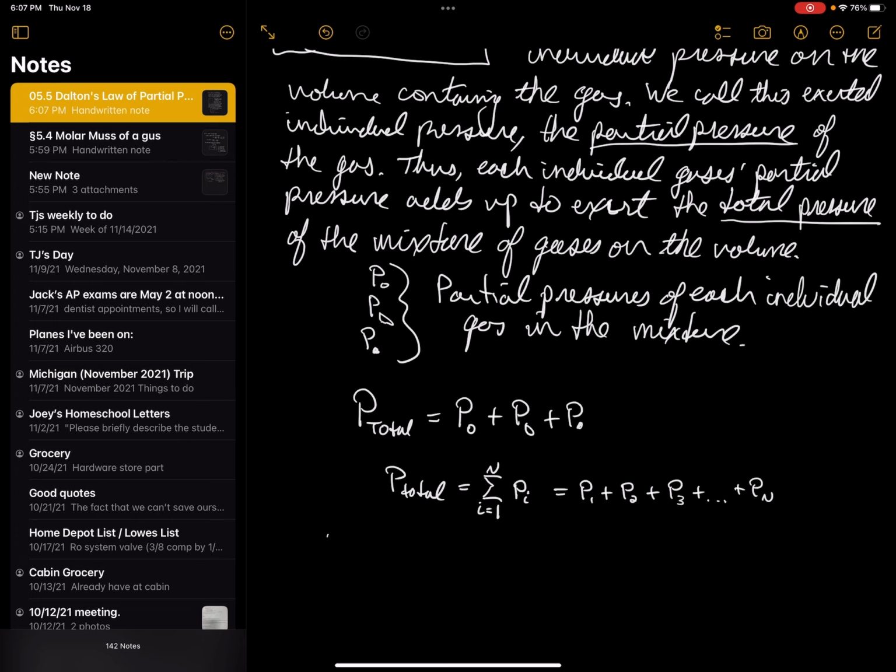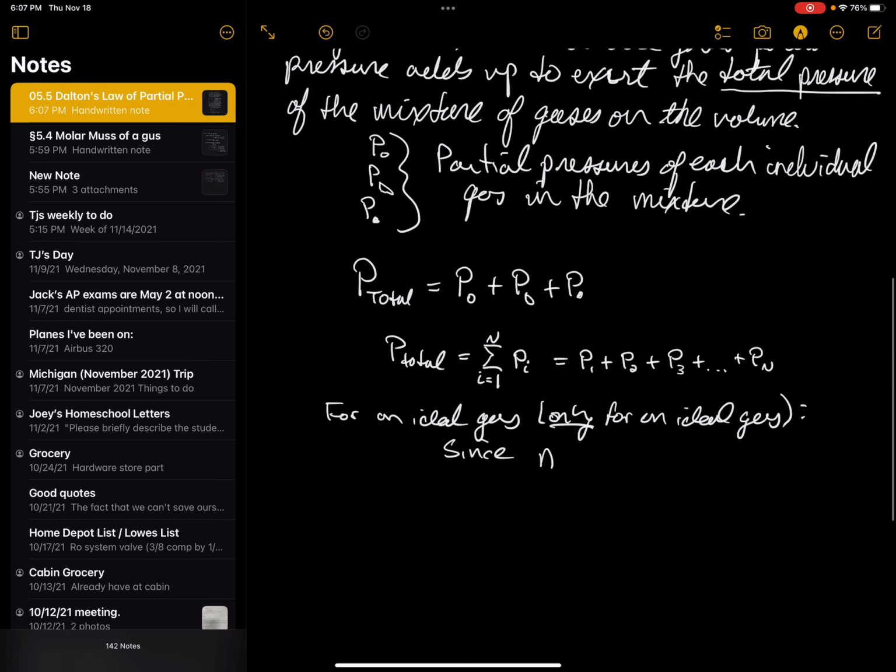Okay? Now, for an ideal gas, and this is only for an ideal gas, we can likewise say, since n of an ideal gas equals PV over RT, that n total, the total number of moles in that mixture of ideal gases, is equal to the sum from i equals 1 to n number of species of n sub i, or n1 plus n2 plus n3 plus ... plus n sub n. Okay?